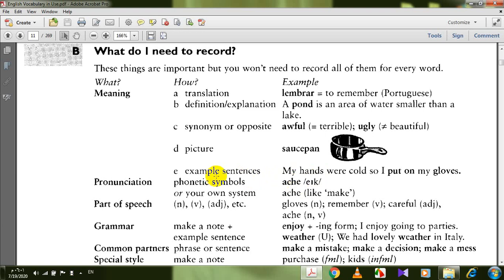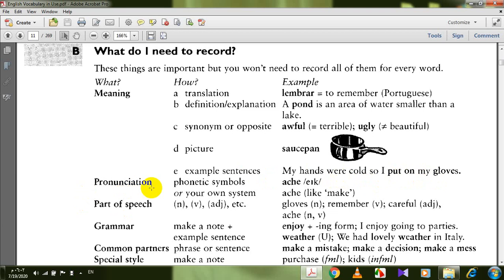Learning vocabulary, in particular, in lists is not very useful. The most useful way of learning new vocabulary is to use it in context. In context means to put it in a meaningful sentence. Example sentence: my hands were cold, so I put on my gloves. This is a good illustrative example.